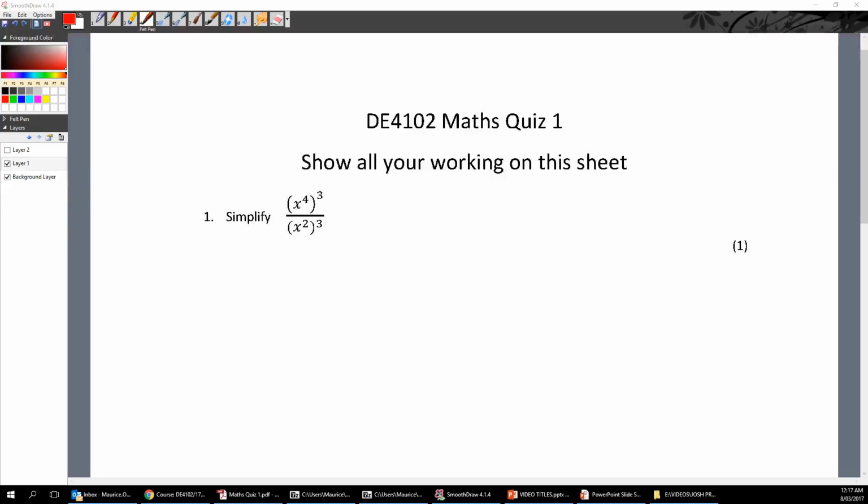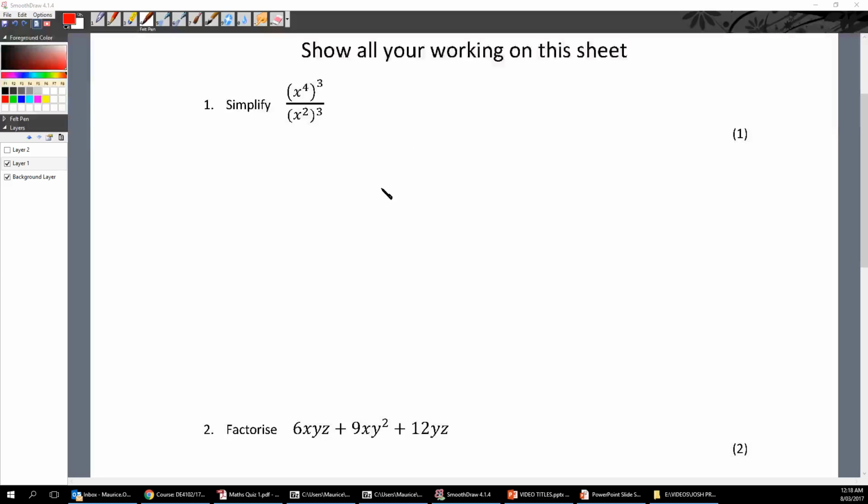This is the first question here, and we have to simplify this one. So first of all, we've got to get the pen working properly. Okay, so we just like so and like so. Sometimes it can be a little bit problematical. Okay, so here we go.